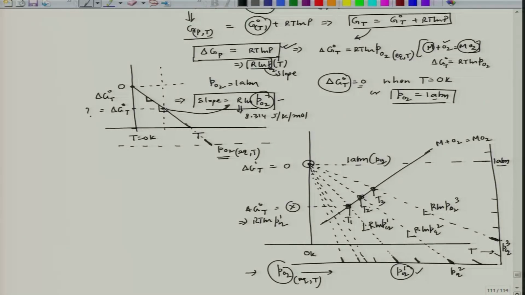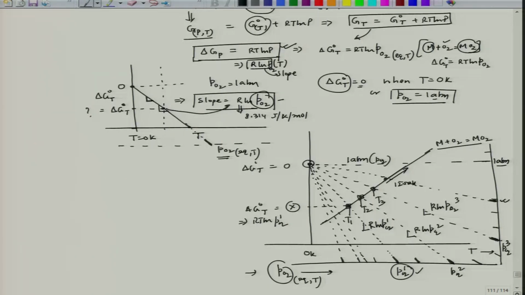So, that way you can read the partial pressure of oxygen at any temperature on this particular line. For example, let us say this is the unknown temperature you want to find out, or let us say 1200 Kelvin. I want to find out the partial pressure of oxygen for that oxidation process, in this case metal plus oxygen equal to MO2. What you have to do is just connect this and extend it and see where this line meets the PO2 scale. So, that point is nothing but the partial pressure of oxygen.